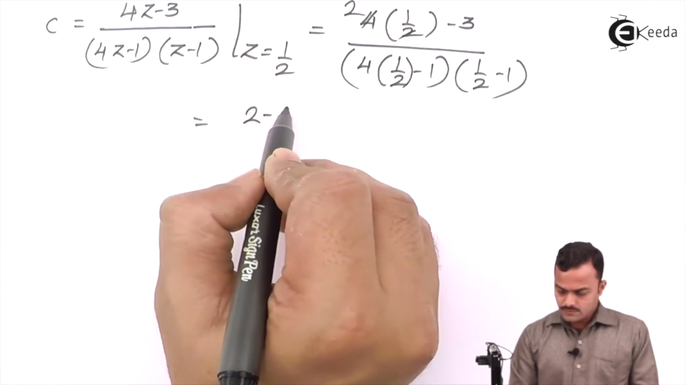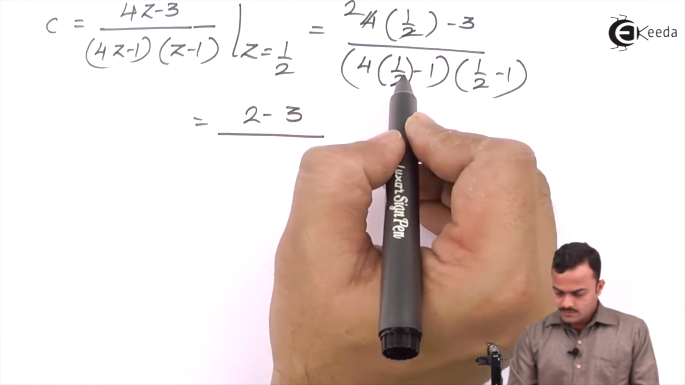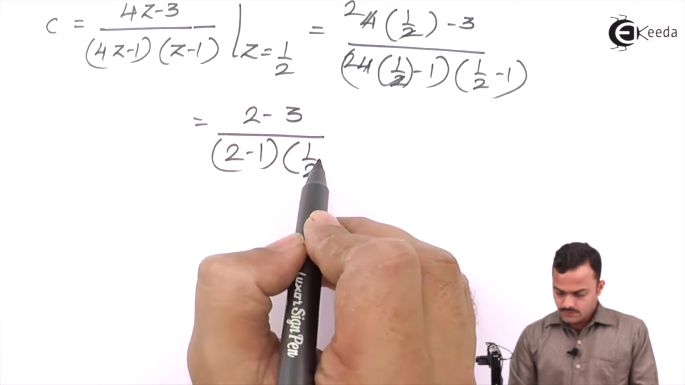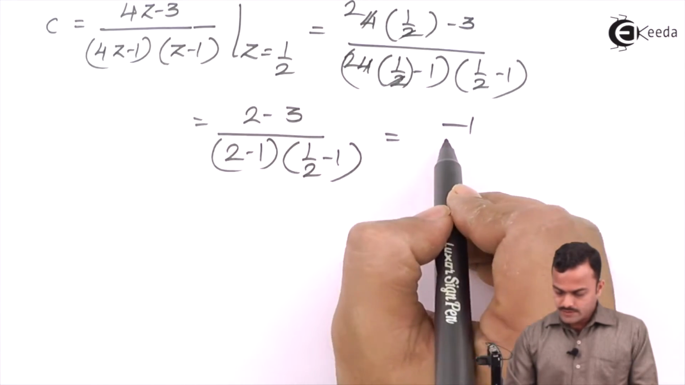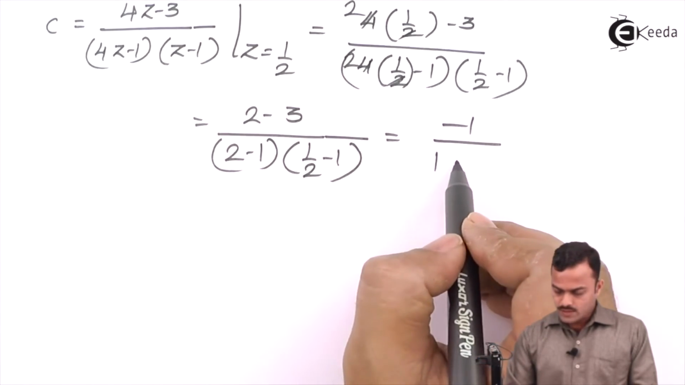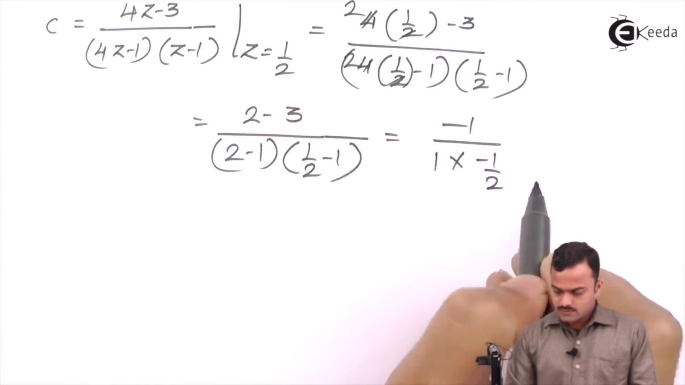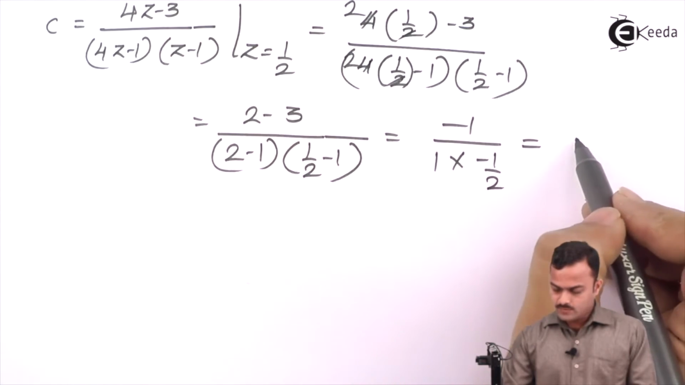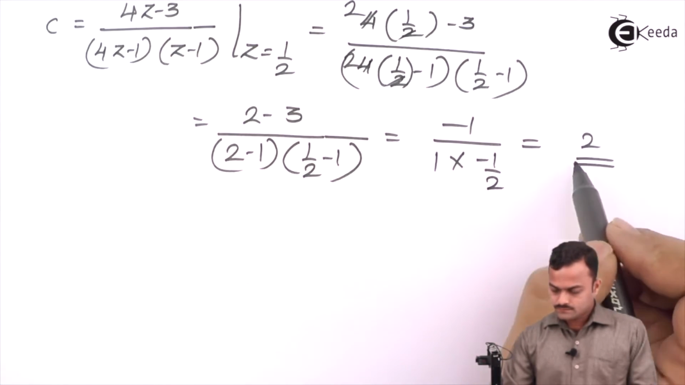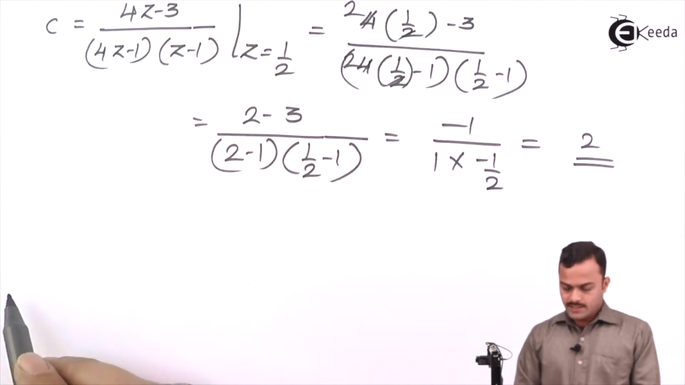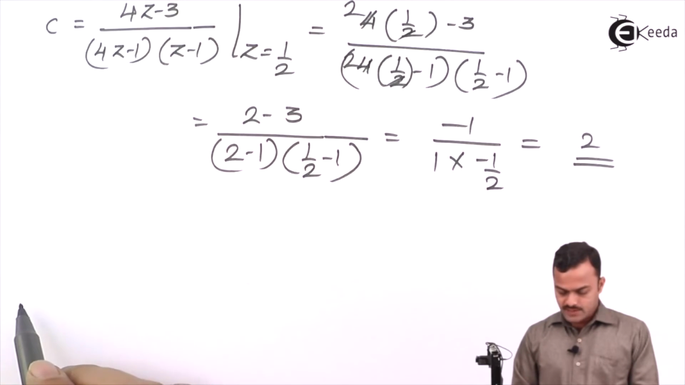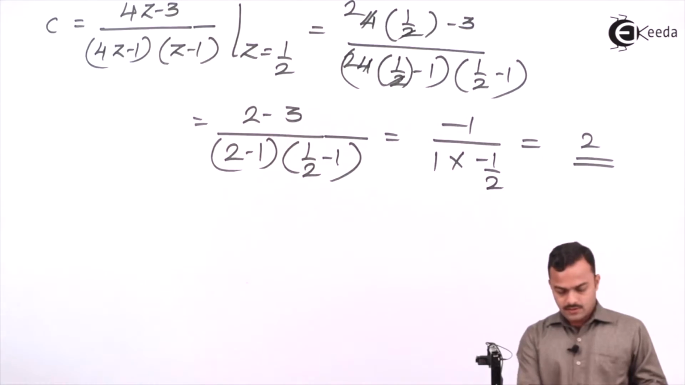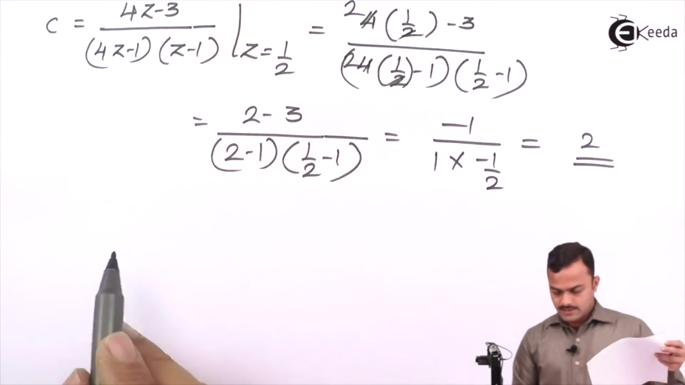So it is 2 minus 3 upon (2 minus 1) into (1 by 2 minus 1). So it's minus 1 upon 2 minus 1, which is 1, into minus 1 by 2. After simplification, this will be 2. So in the end, I will get A as minus 16 by 3, B as 1 by 3, and C equal to 2.